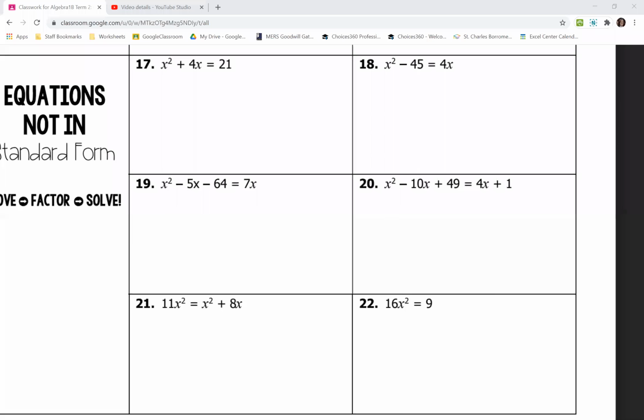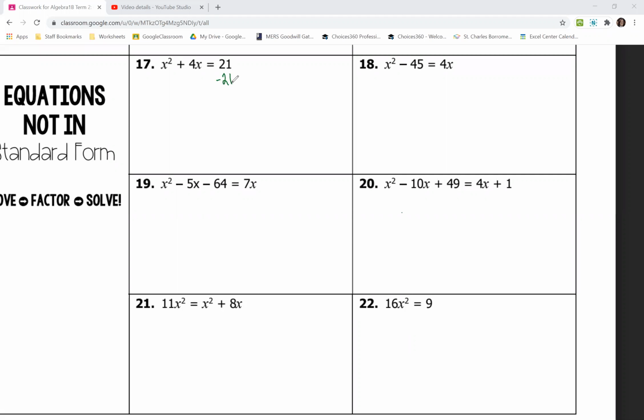Okay, so let's look at the last 6 of these problems. Here, in all of these equations, it's not solved for 0 yet, okay? So the idea is that I need to move everything over to the left-hand side. So on 17, I have 21 on the right-hand side. So to get rid of that, I'm going to subtract 21. Okay, and then I also need to subtract 21 from the left-hand side, right?